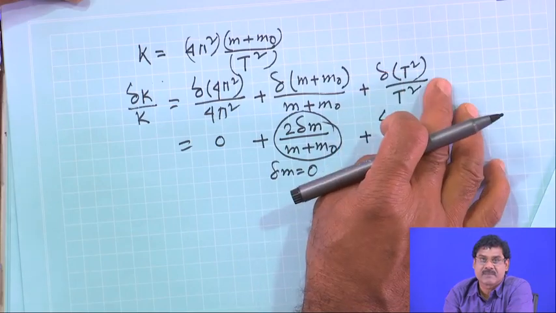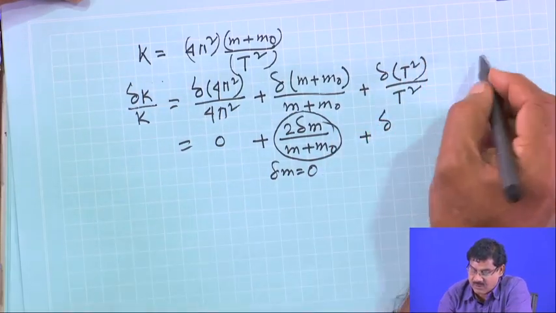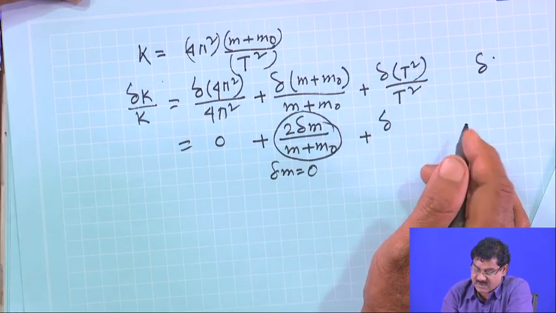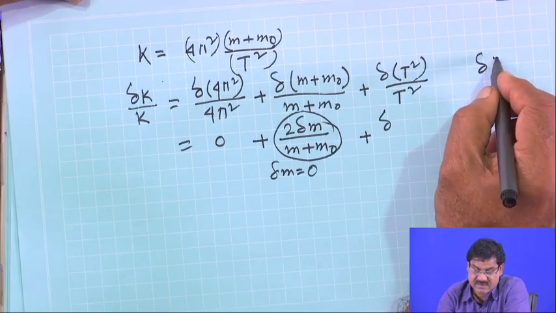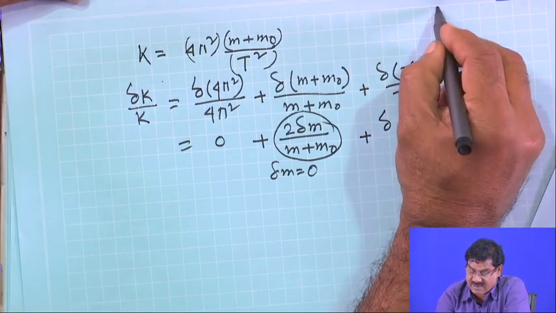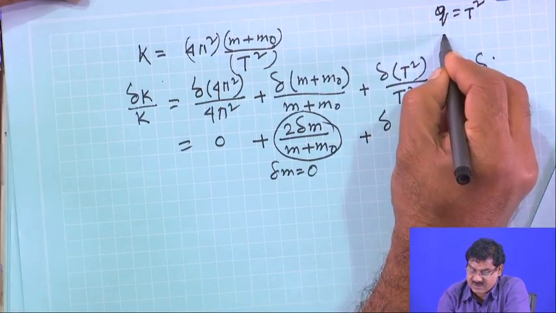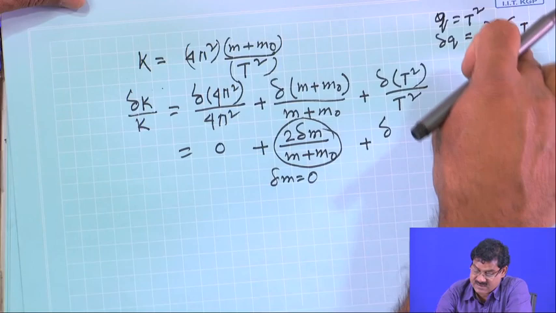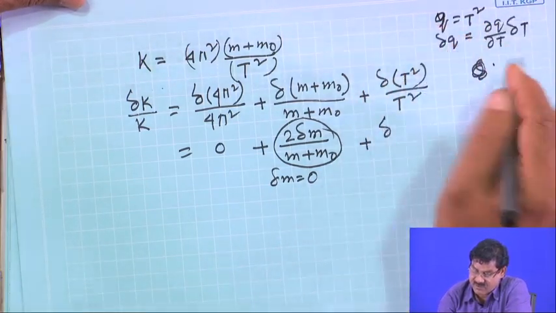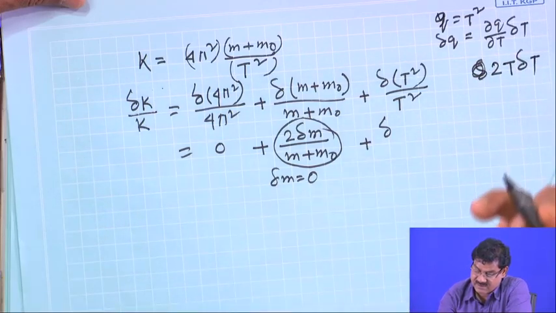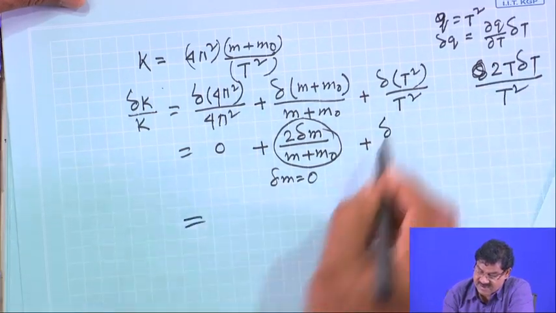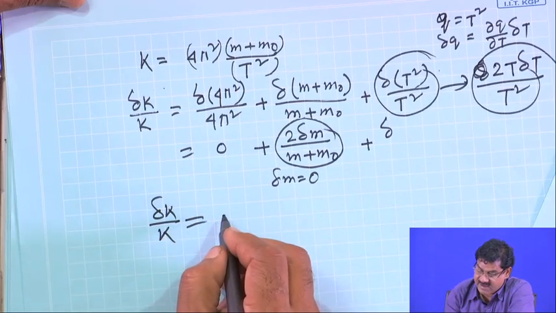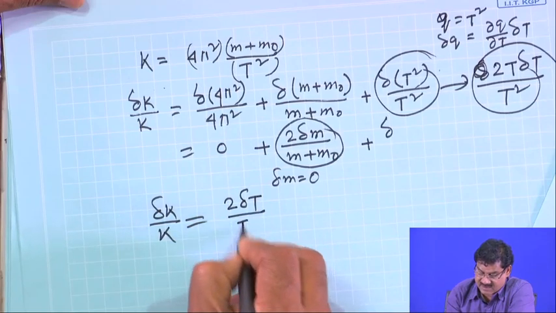Okay. Now delta t square by t square is there. You know, if this is a function of t, let us consider q equal to t square. So delta q equals del q by del t times delta t, right. So q is t square, and delta q will be 2 t delta t, and here this t square is there. So basically you are getting delta k by k equal to 2 delta t by t square, right.